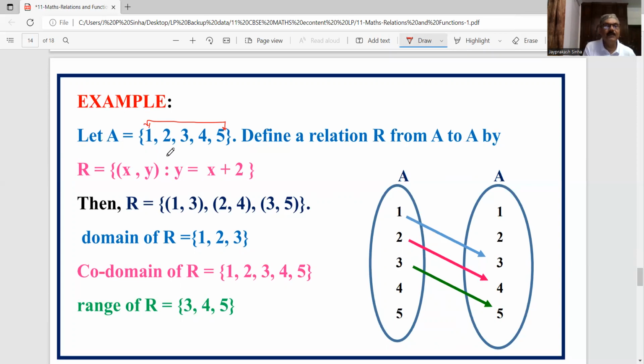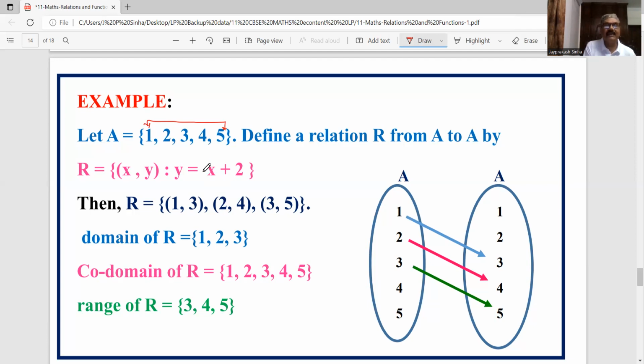If you are taking x is equal to 1, then y will become what? 1 plus 2 is equal to 3. So 1 is related to 3. If you are taking x is equal to 2, then y is equal to 2 plus 2, 4. So 2 is related to 4. If you are taking x is equal to 3, then y is equal to 3 plus 2, 5. So 3 is related to 5.